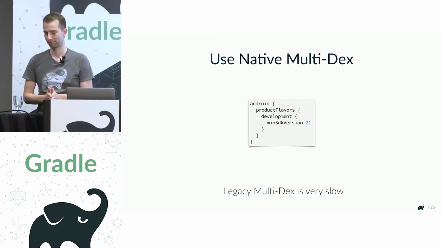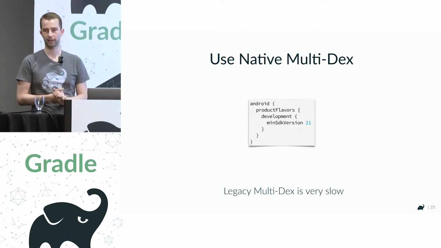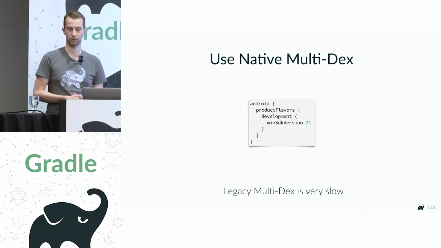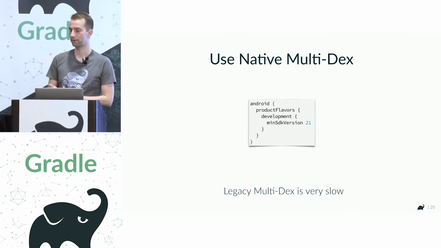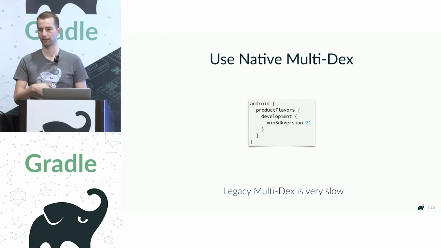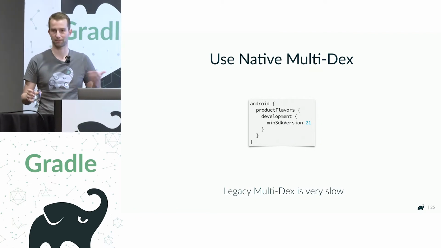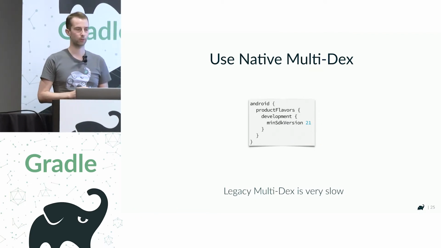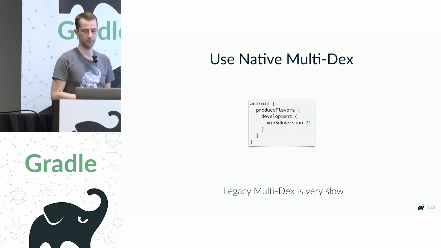So the first and really major performance gain is when you're using multidex, use native multidex for development, which requires min-SDK version 21. If you use anything lower than that, you're going to get legacy multidex because older SDK versions didn't support multidex natively. And that requires a very expensive merging step. So of those 30 seconds that I showed earlier, roughly 20 were just dexing. And you can avoid all that just by using native multidex.